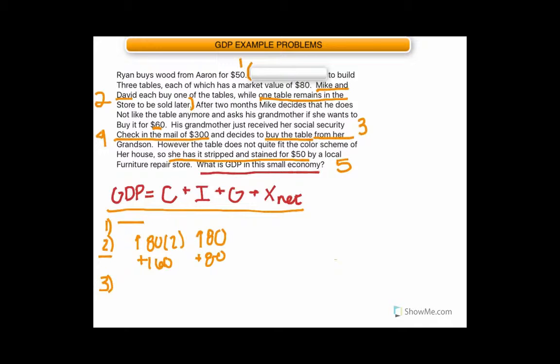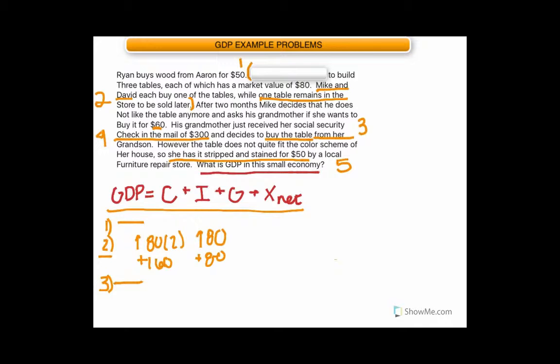So what's happening here? Yes, there is a transaction. The grandmother is buying the table from Mike. And so normally we would think that this might be part of consumption because she's consuming this good. She's buying it from her grandson. However, we only count the new goods and services in our GDP. And so because Mike had already bought the table, we counted that in scenario 2. And so we don't need to count this resale of the table in scenario 3. So nothing is being added to GDP in scenario 3.